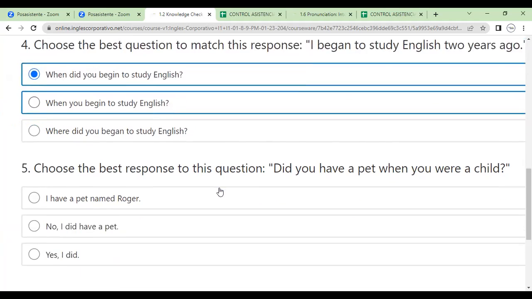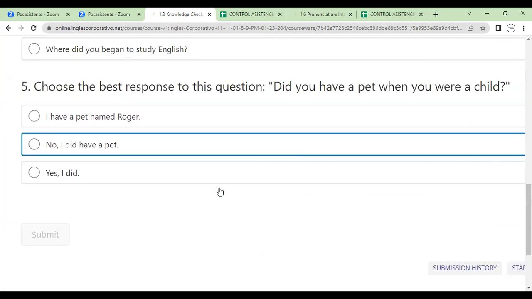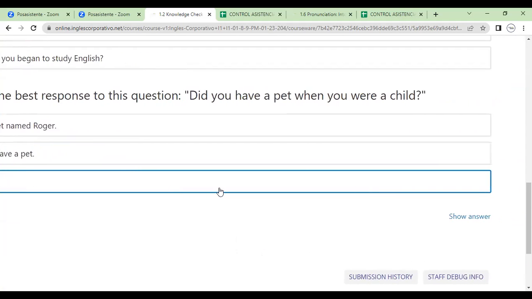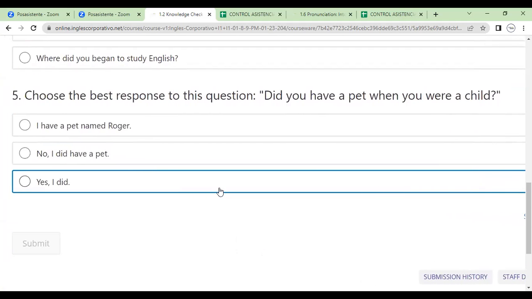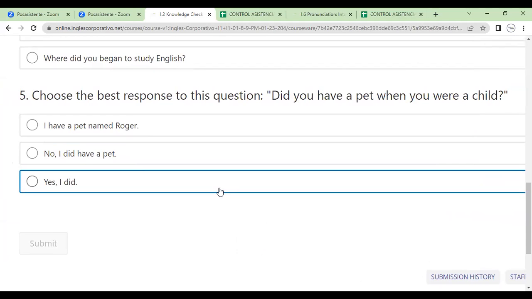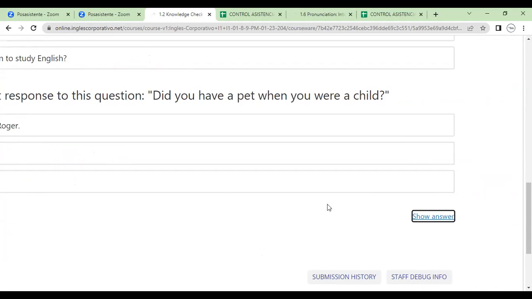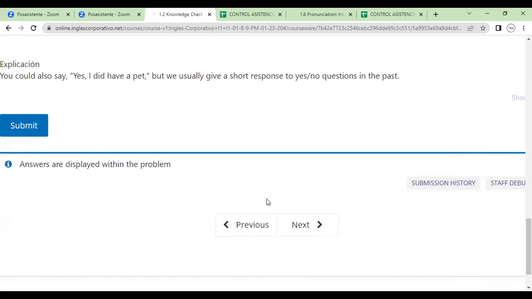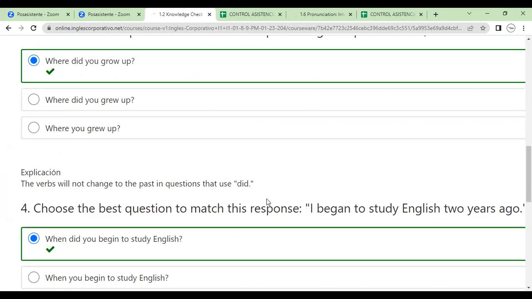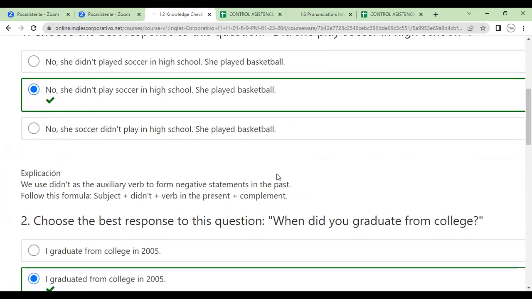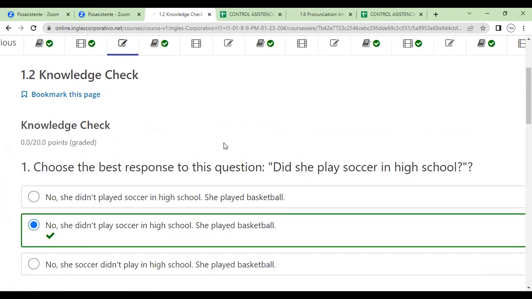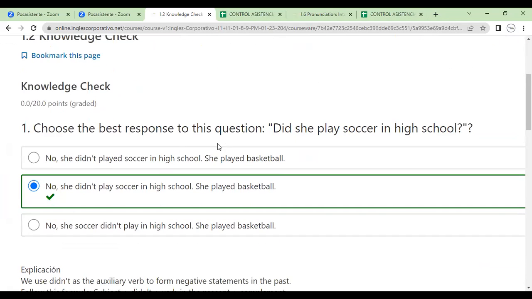Number five, I think this is the last one, right? Choose the best response. Did you have it when you were a child? Yes, I did. All right. Now, over here is the show answers, and we're going to see what's going on. If we got a 10. Number one? That's correct, right? Very good.